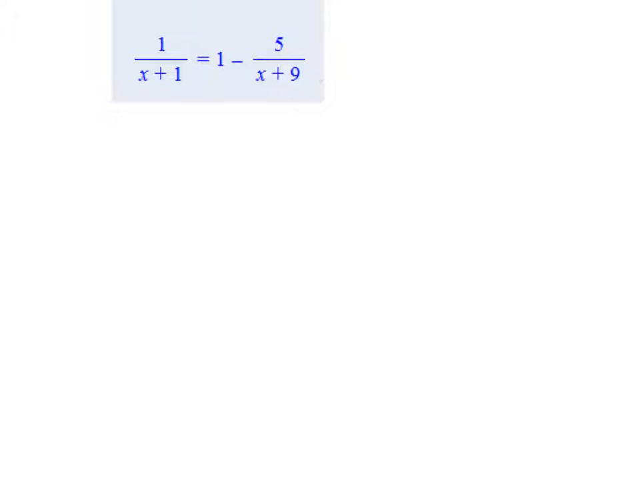All right, this is going to be similar to the last one that we did. What's weird about this one is that you have this 1 sitting right here. We have all these fractions, and then you have this 1. Well, you just turn that into a fraction. So I'm going to rewrite this, and it's going to look like 1 over x plus 1 equals, and I'm just going to write it 1 over 1, minus 5 over x plus 9.